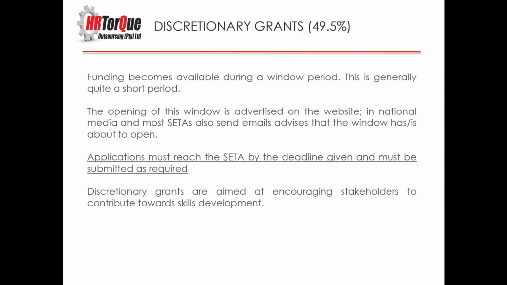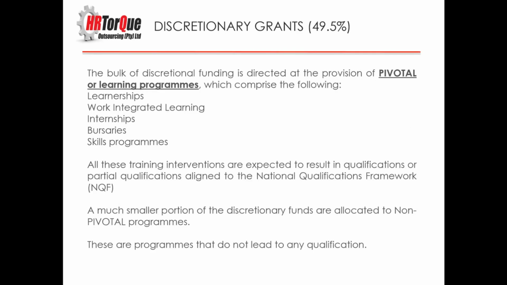So basically what they will do, and I'll show you an example in a minute, but the discretionary funding is basically aimed at pivotal or learning programs. The purpose of discretionary funding is, most of it is aimed at things like learnerships, internships, bursaries, or skills programs. There is an element where you can have things that don't result in a qualification, but most of the discretionary funding. So what they'll do is they'll open up a window.